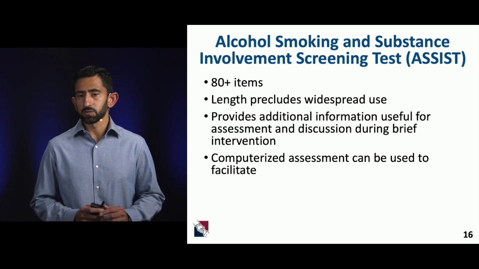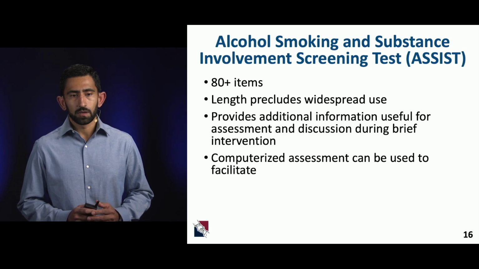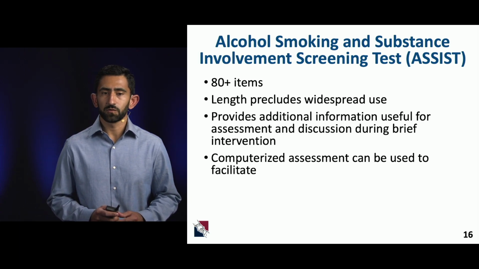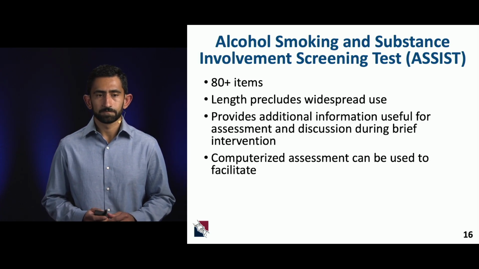The Alcohol, Smoking, and Substance Involvement Screening Test, or the ASSIST, contains over 80 items. This length precludes its widespread use. However, in the appropriate setting, it can provide additional information that's useful for assessment and discussion during brief intervention.